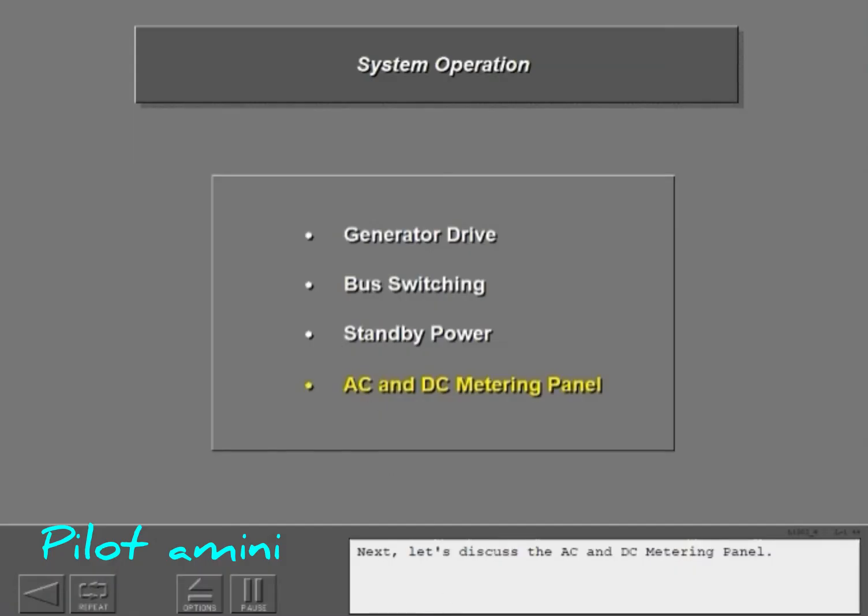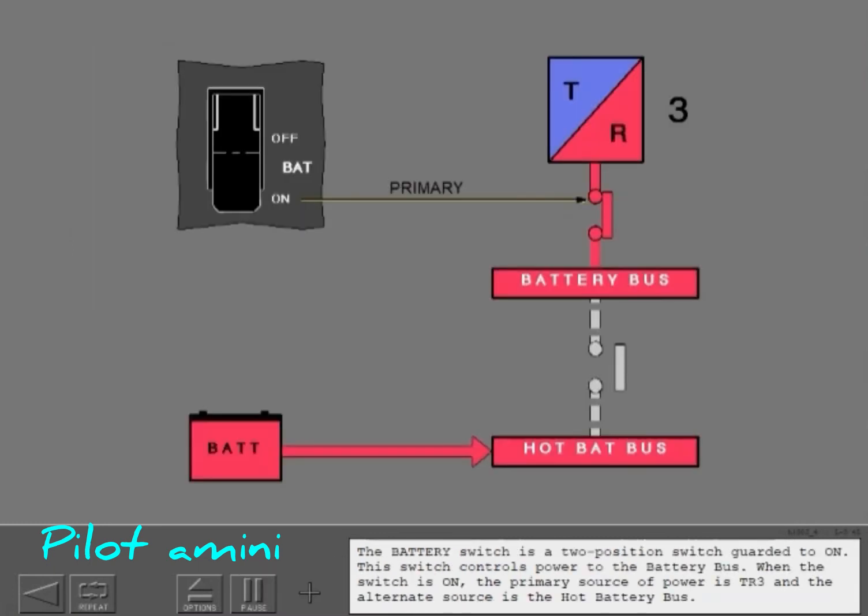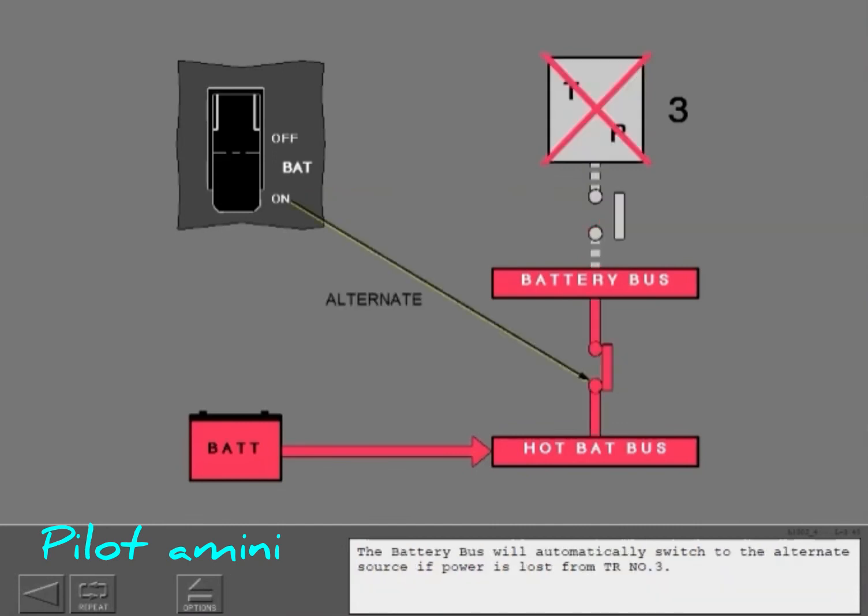Next, let's discuss the AC and DC metering panel. The AC and DC metering panel is located on the forward overhead panel. The battery switch is a 2-position switch guarded to on. This switch controls power to the battery bus. When the switch is on, the primary source of power is TR3 and the alternate source is the hot battery bus. The battery bus will automatically switch to the alternate source if power is lost from TR number 3.